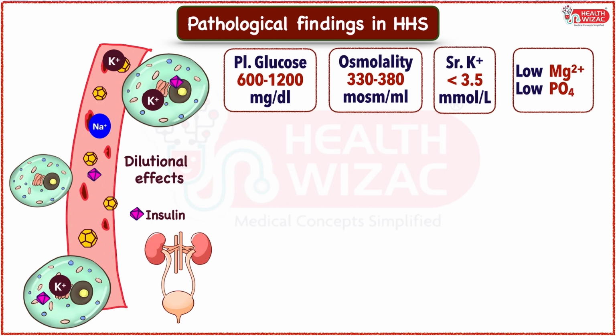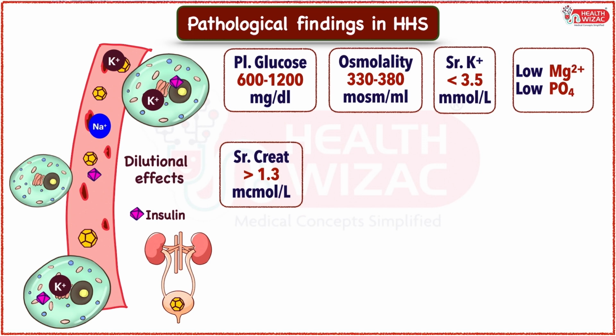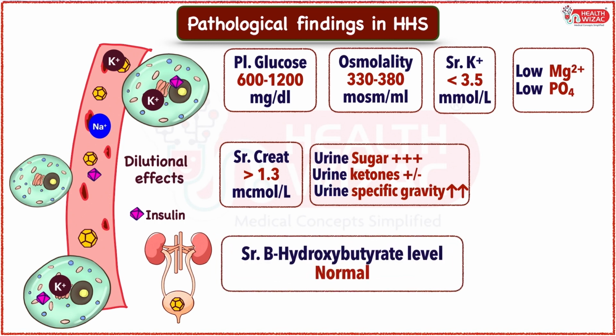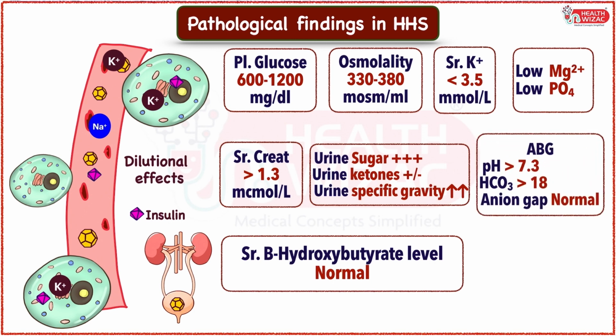Excess glucose is secreted through kidneys, causing deranged creatinine levels. Also, urine may show glycosuria with elevated specific gravity along with traces or absence of ketones. Serum beta-hydroxybutyrate level, which is a specific marker for ketosis, may be normal. ABG may show pH of more than 7.3, bicarbonate of more than 18, and normal to slightly raised anion gap. Apart from this, infection may show leukocytosis, which may be the predominant cause of HHS.